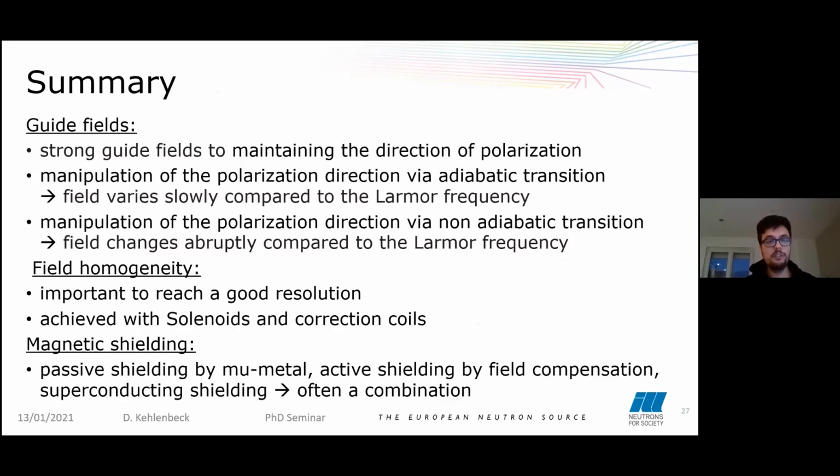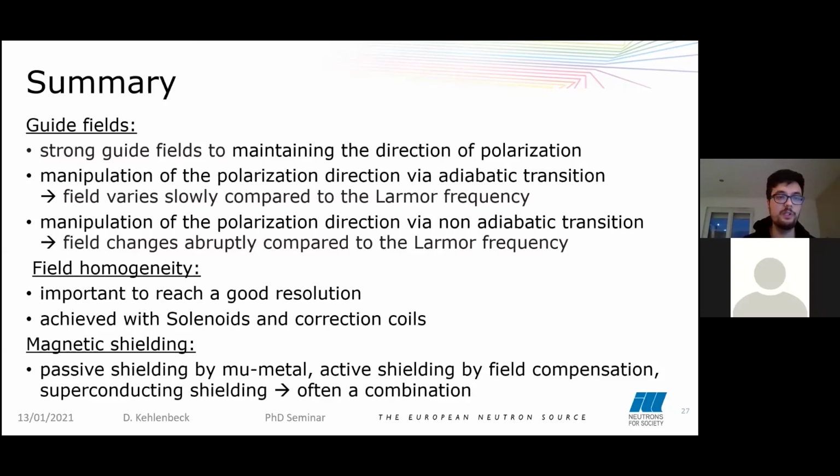Field homogeneity is important to reach good resolution, and this will be achieved by solenoids and correction coils. And for magnetic shielding, often the combination of passive shielding by mu metals, active shielding by field compensation, and superconductive shielding is used to achieve the optimal magnetic shielding.